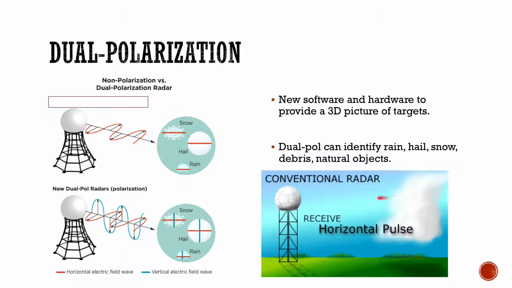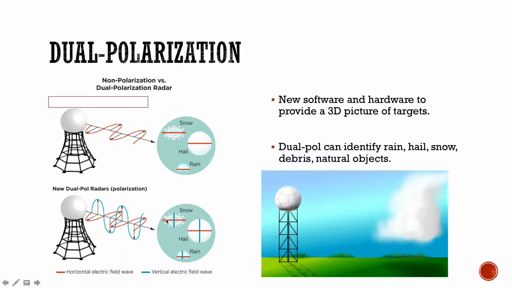Dual polarization is a new feature that's come around in the past 10 years or so for all National Weather Service radars. The old radars used to only look in the horizontal, and so that let us see one aspect of the shape of the target that it was hitting. But now dual polarization lets us get a good cross-section in both the horizontal and the vertical, and that really helps us paint a 3D picture of what's actually falling from the cloud.